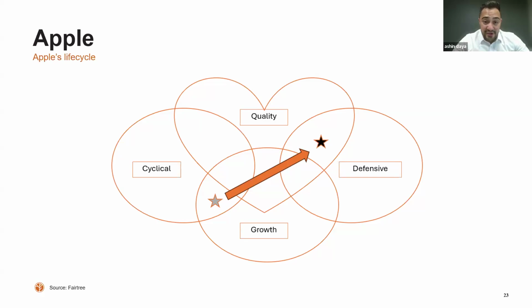So as a result, you're willing to pay a higher multiple for a quality defensive name relative to a growth cyclical name.